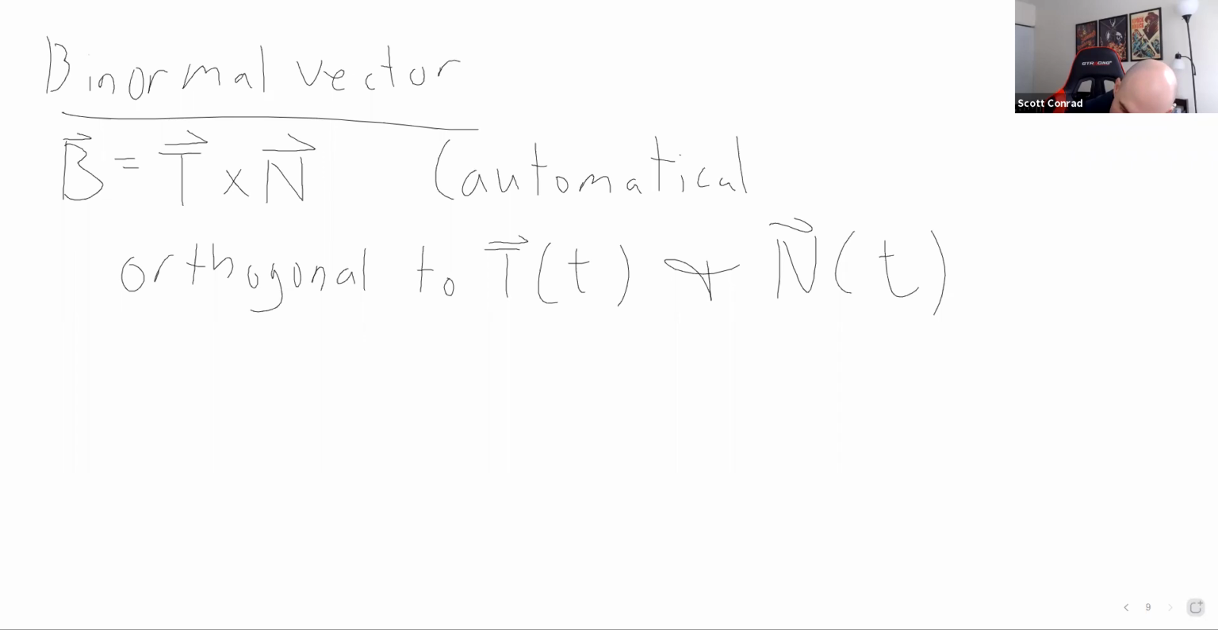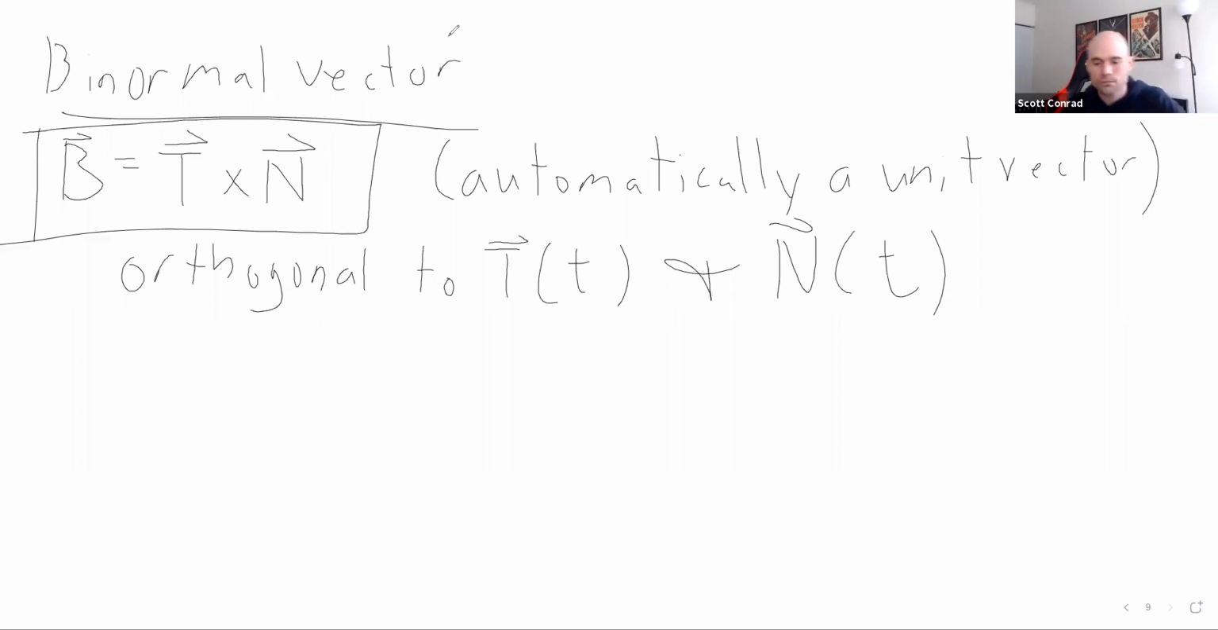So you might be wondering why we're not dividing by the magnitude in this case. And that's because you can check this is automatically a unit vector. You don't need to divide by the magnitude. Automatically unit vector. And you can look in the book to see why. It's pretty quick, but I don't want to spend too much time on it. And that's all I'm going to say about the binormal vector. Just remember it's t cross n.